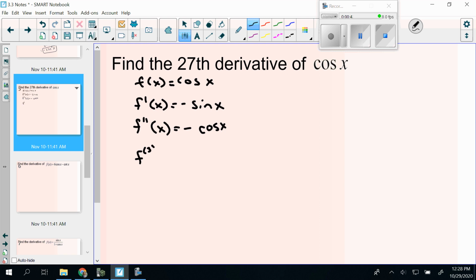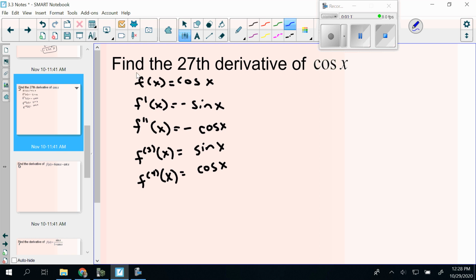Third derivative here. Usually after second derivative, they start using this notation with just writing the number of the derivative there. That would be derivative of negative cosine, which is the opposite of negative sine, which is going to end up being just positive sine here. And we could keep going. Fourth derivative. Derivative of sine is cosine. And again, we could keep going and find fifth, sixth, but that's going to take us a while to get to 27.